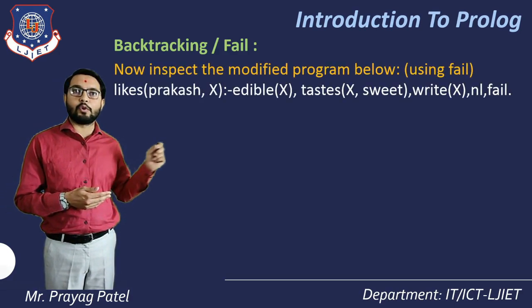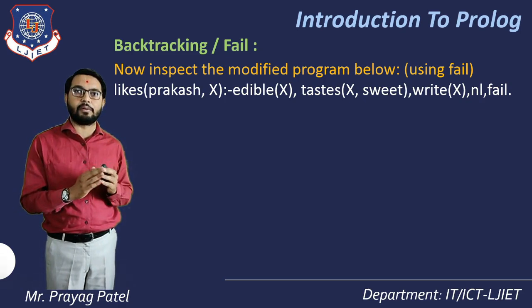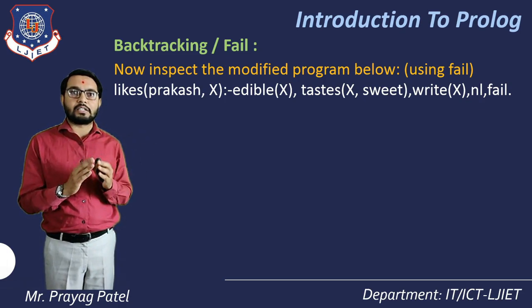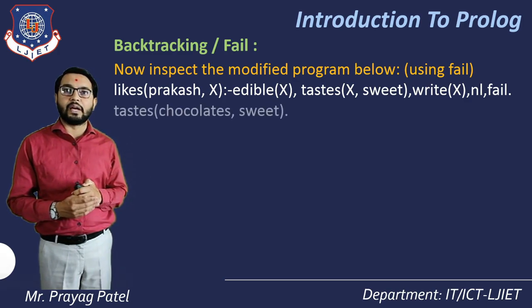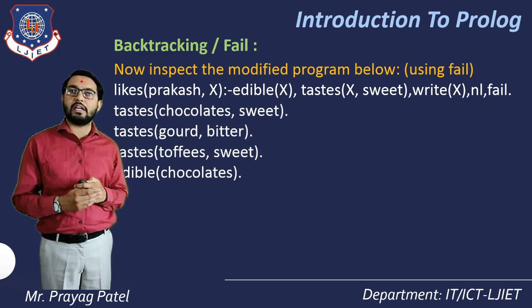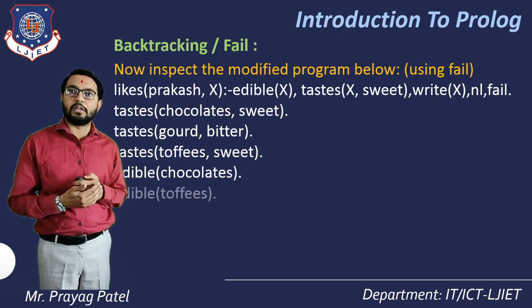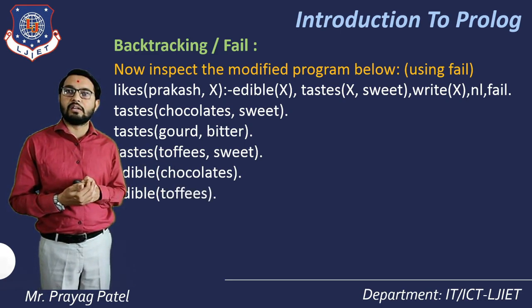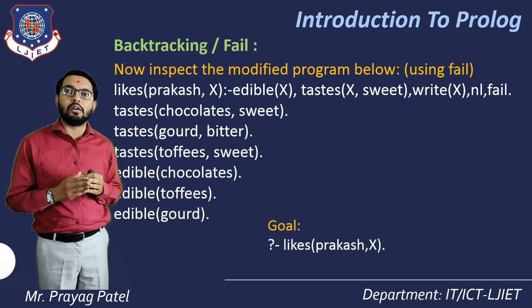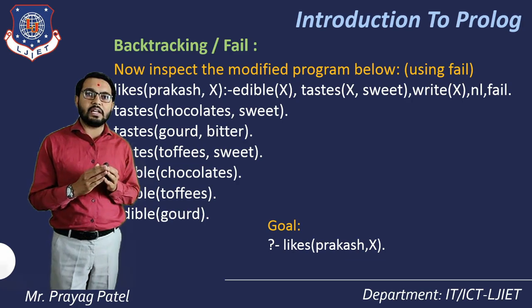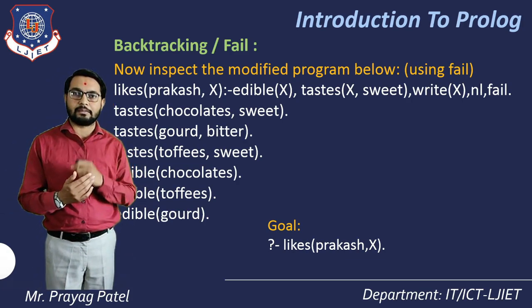Now consider the same program using the fail. The first statement is Prakash likes x if x is edible, x taste is sweet, write x and new line and fail. All the statements are the same here. First, chocolate taste is sweet, goat taste is bitter, then toffee taste is sweet, then edible chocolate, then edible toffee, then edible goat. Now the same question is here. Prakash likes x. So what is the value of x?